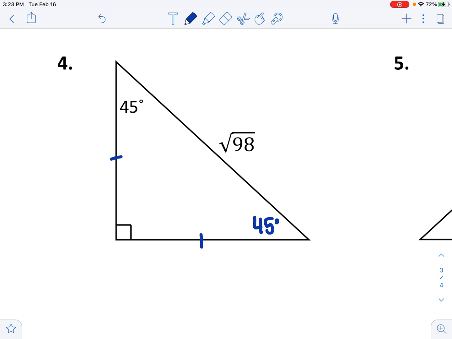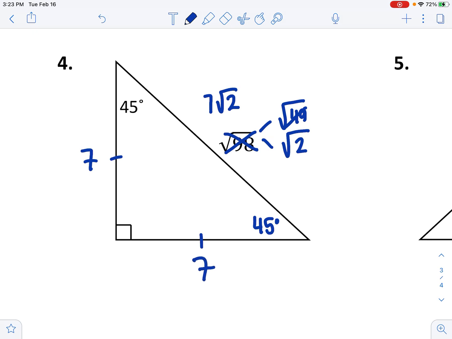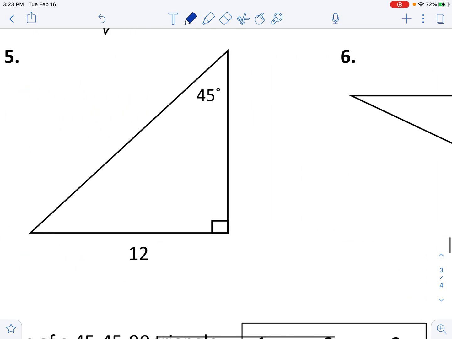All right, this is a 45, 45, 90 triangle. I know these two are the same. And I look and I see that that is root 98. Root 98 is not helpful because I'm looking for something root 2. So I need to simplify this radical. I need to know the biggest perfect square, and I want to know how many times it goes in there. Now, I want it to be something root 2, so I could start by saying what goes in there 2 times. 49 does. So I can cross it off and change it to 7 root 2. Those are equivalent. So if the hypotenuse is 7 root 2, I know the legs are 7 and 7.